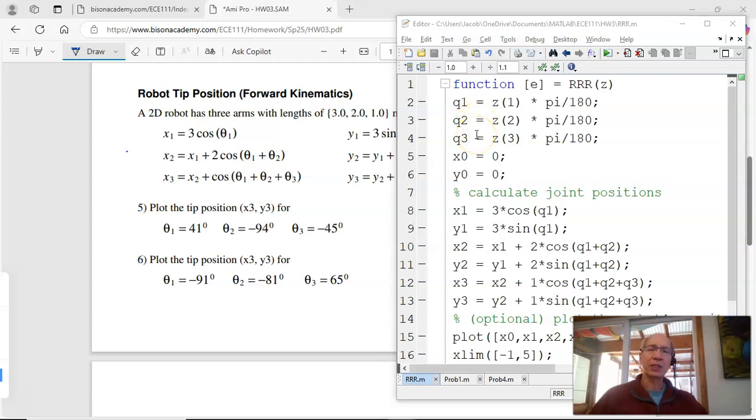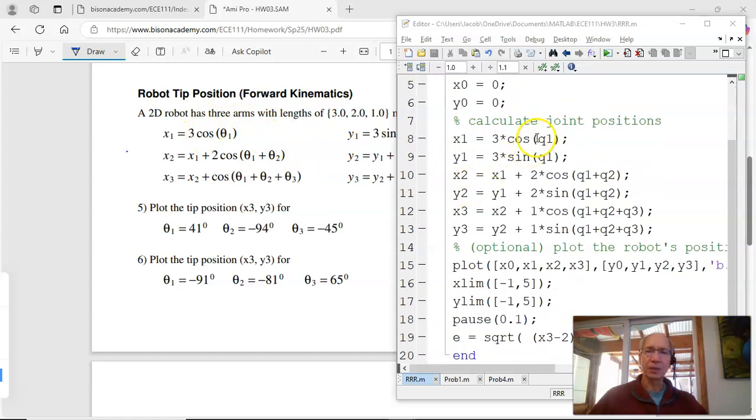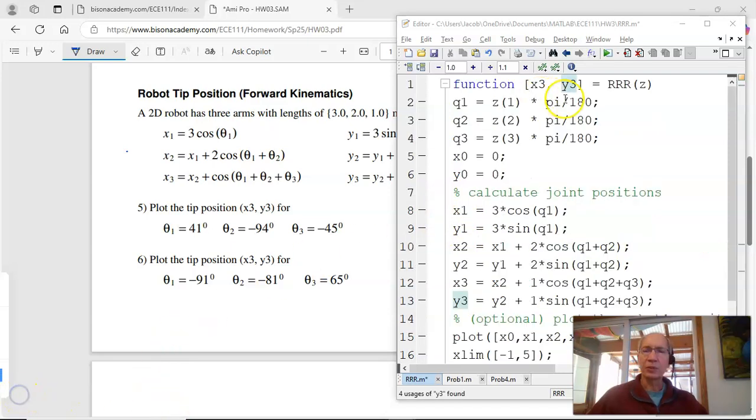Again, MATLAB uses radians, so if I tell it it's 41 degrees, I'll convert to radians for the 3 angles. Then calculate where the positions are. The first one has the length of 3. X is r cosine theta, y is r sine theta. The second link is where the previous link was, plus r cosine theta, r sine theta. The third link, so on. That's all I really care about. What is x3, y3? So we return x3, y3 and save that.